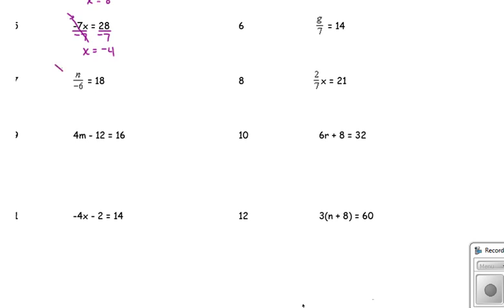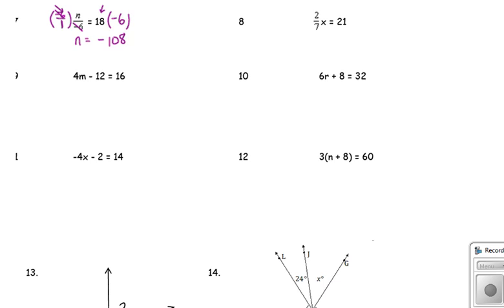In the next problem, it says to divide by -6. We do the opposite, which is to multiply by -6. On the right, I write it as a whole number because I'm multiplying it by a whole number. On the left, I write it as a fraction because I'm multiplying it by a fraction. This number divided by itself is equal to 1, and n divided by 1 is n. And the answer is -108.